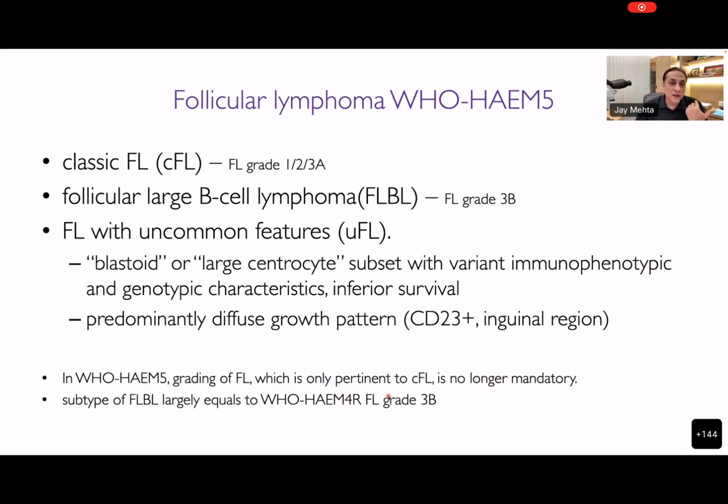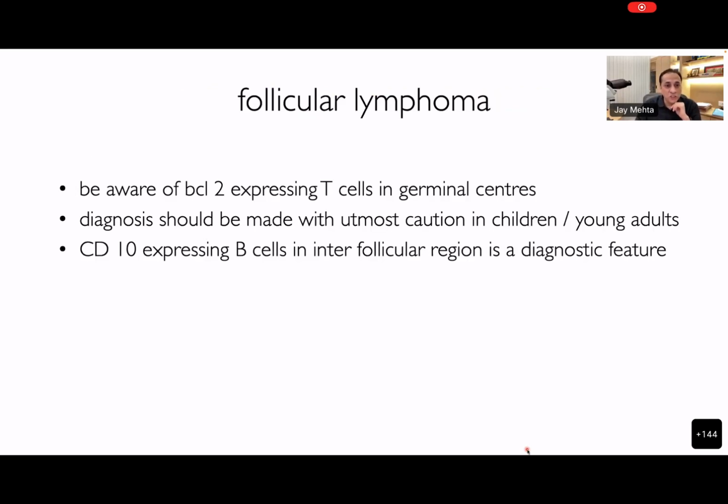But remember that again boils down to you identifying centrocytes and centroblasts. So you might not actually sit and count it and give it a grade. But if you do have sheets of centroblasts, you will call it a follicular large B-cell lymphoma, FLBL, which is equivalent to the follicular lymphoma grade 3B of the old classification. That's something that you need to remember in the latest classification.